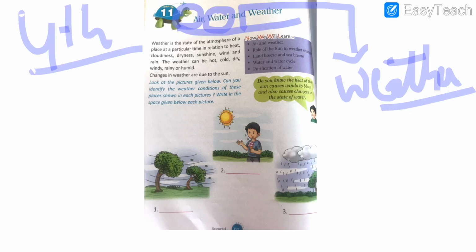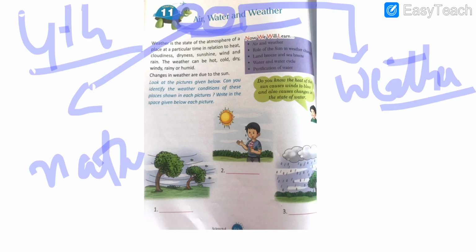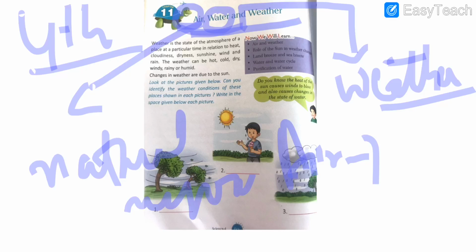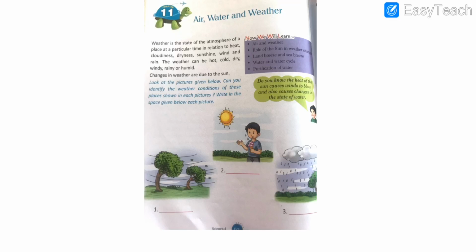Students, as you all know, air and water are the two most important natural resources which are used by us in our day-to-day life. Air is the most important natural resource which is used by living organisms every time, every minute and every second. That is, it is used for breathing.